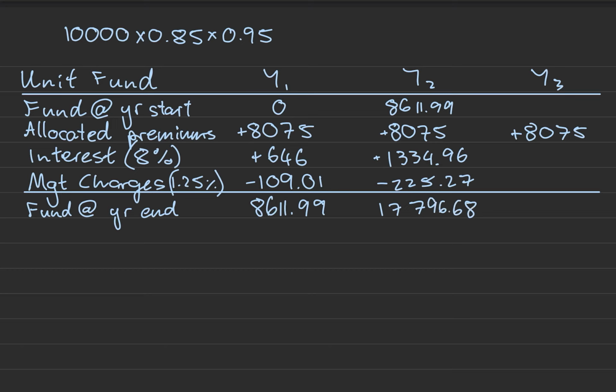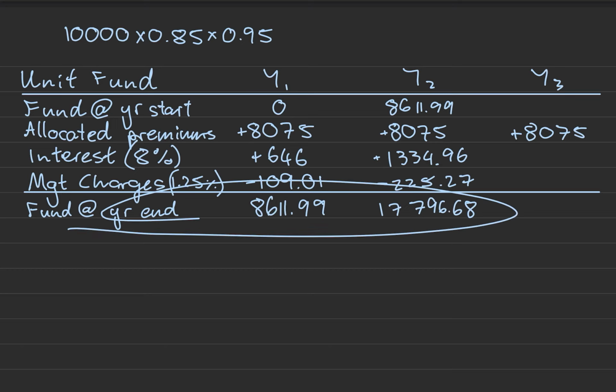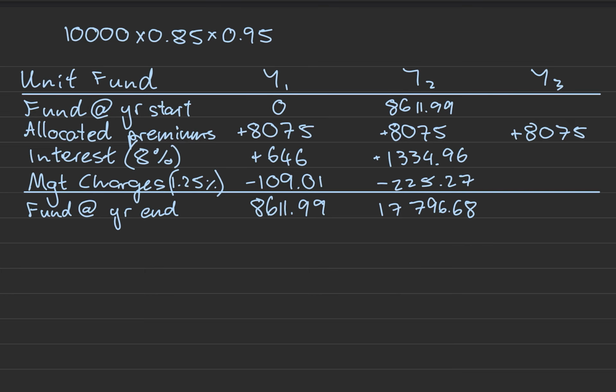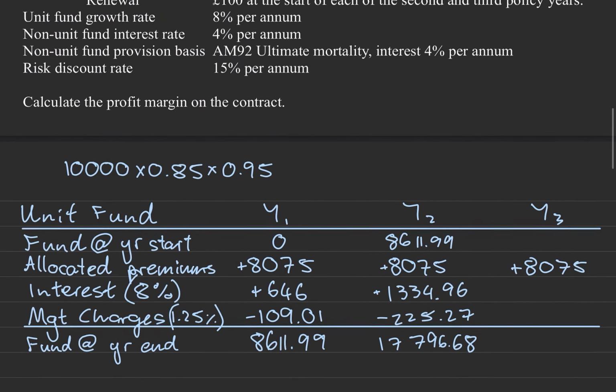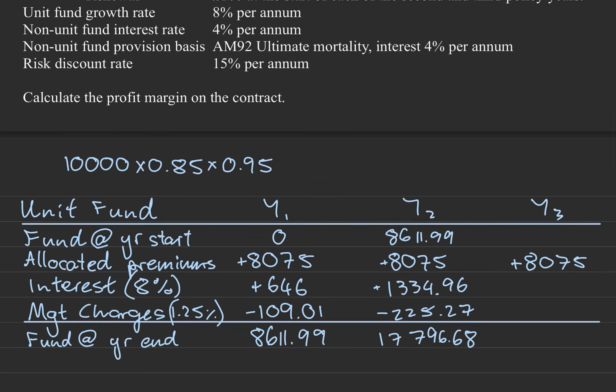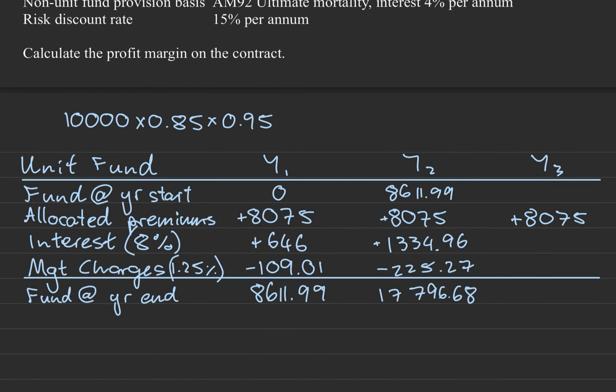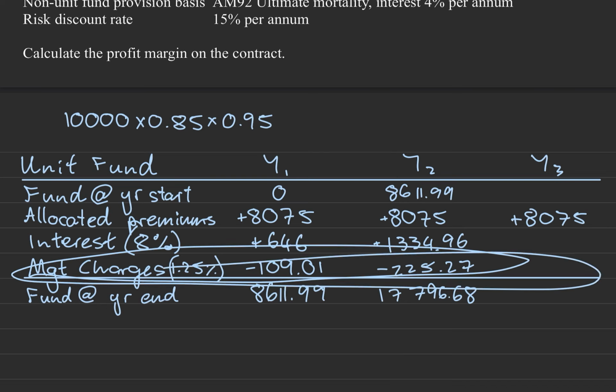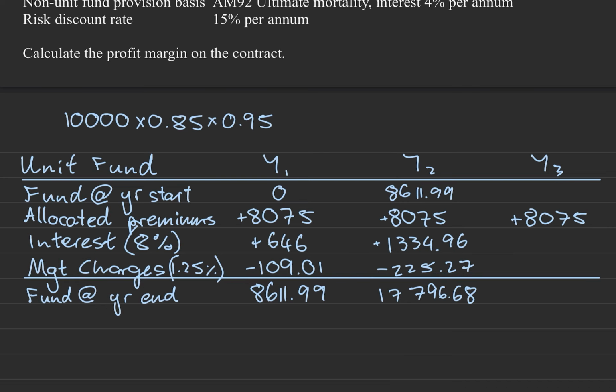17796.68. So the only reason why we're doing this unit fund here is, if the whole point of the question is to calculate the profit margin on the contract, the only reason we're doing this unit fund is so that we can get these management charges out. We're not interested necessarily in this unit fund. We're interested in the profit margin in this question.